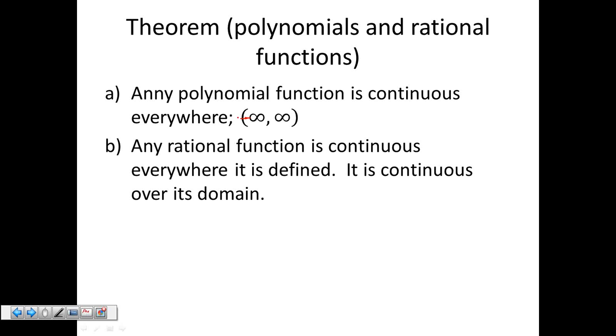You can draw them, they go up, they go down, they cross the x-axis all over the place. They're continuous. Rational functions are also continuous everywhere they're defined. A rational function is continuous over its domain. We'll take a look at what this means in a second.